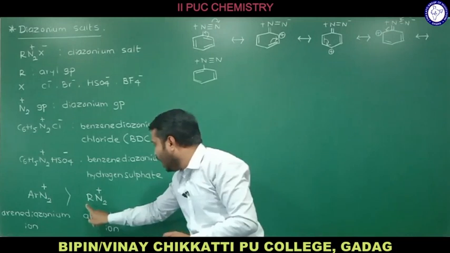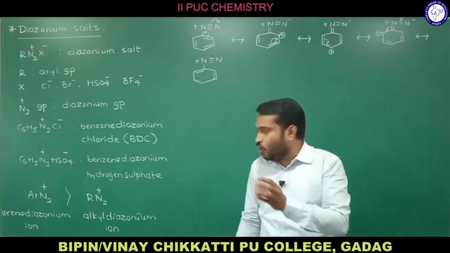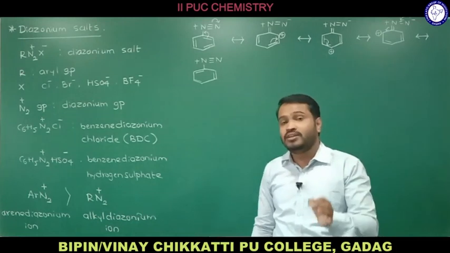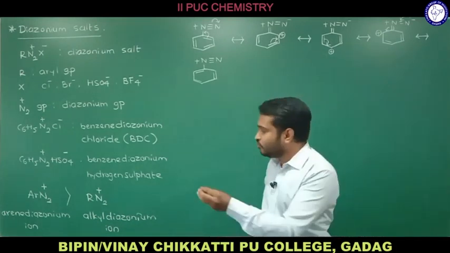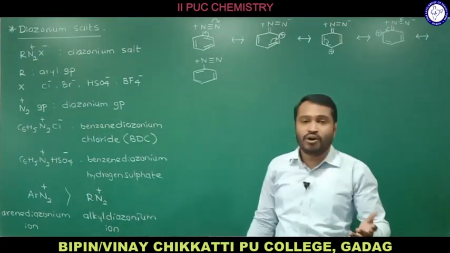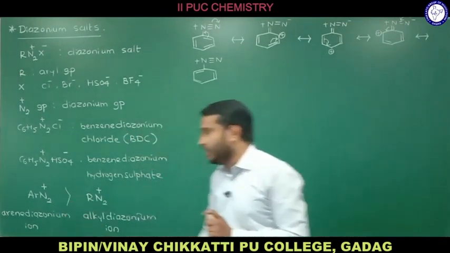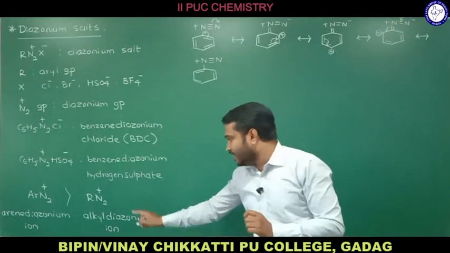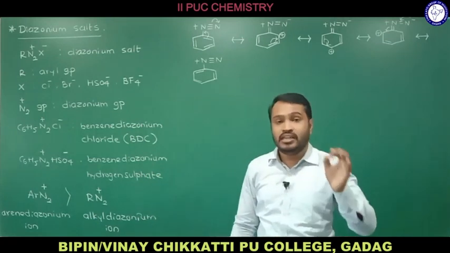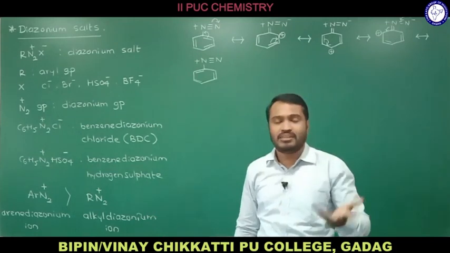Whereas if you consider RN2 plus, alkyl, where R is nothing but an electron donating group and only inductive effect takes place, this alkyl diazonium ion is not stabilized by resonance. There is no chance of resonance because there is no delocalization of pi electrons, since there is an absence of a benzene ring or aryl group, we can say. So because of that reason, what I am going to say here is arene diazonium ion is more stable than alkyl diazonium ion, because arene diazonium ion is stable by resonance, whereas alkyl diazonium ion is not stabilized by resonance.